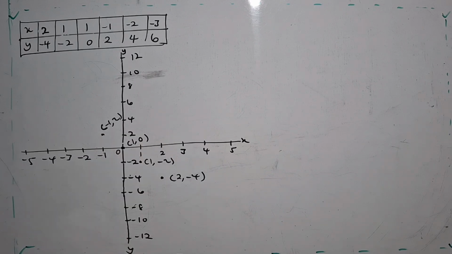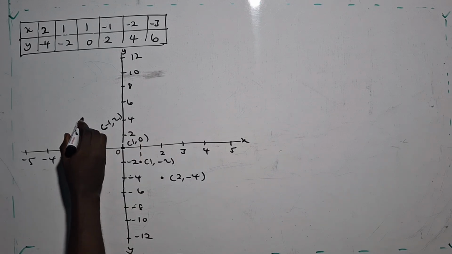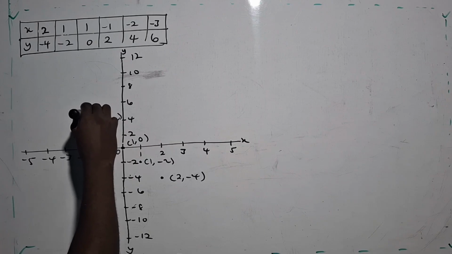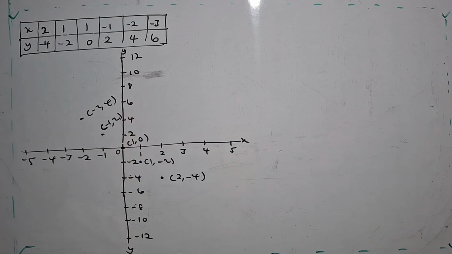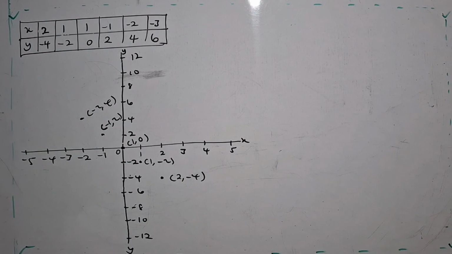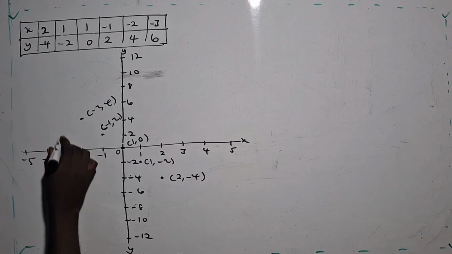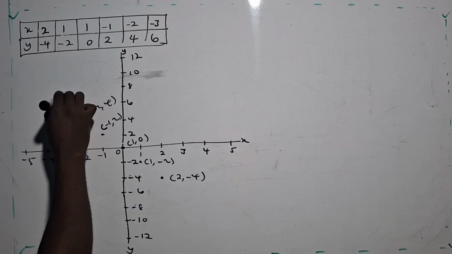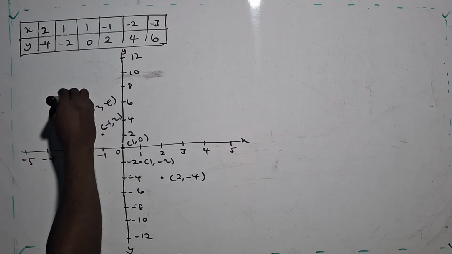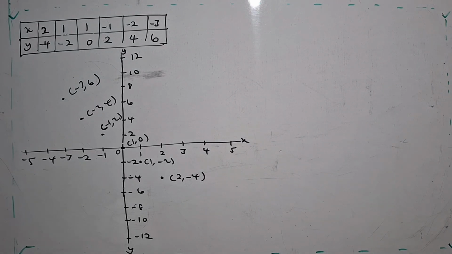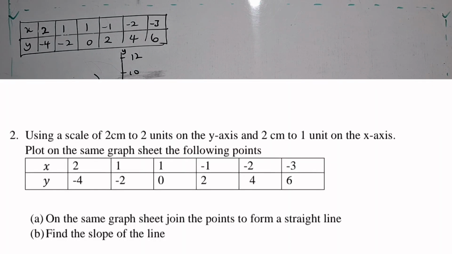Then the next one is negative 2, 4. Negative 2, then 4. So 4 is here, negative 2, they are going to meet here. So negative 2, then positive 4. Now, with the linear graph, when you are doing it, you should expect your straight line. Then we have negative 3, 6. So we have it somewhere here. Yes, negative 3, 6.